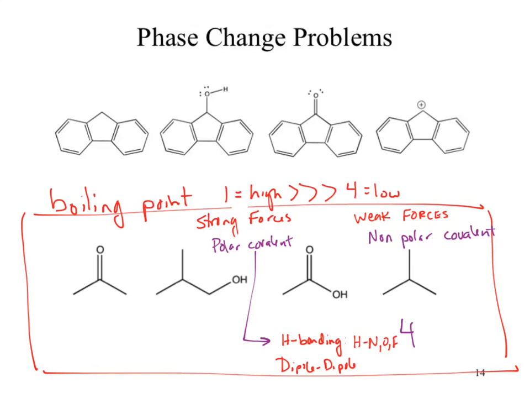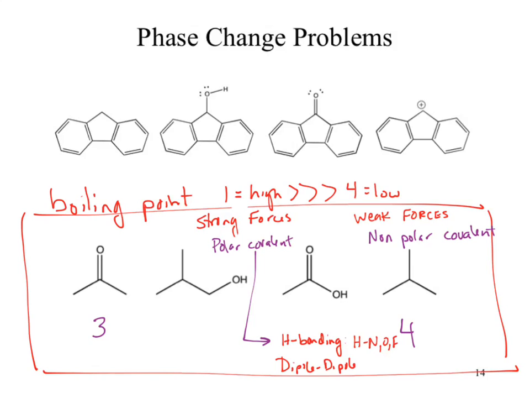Okay? So now we can go back to our question. Does that help us? Yeah, one of those compounds, or two of those compounds, have hydrogen bonding, one does not. What does that mean? The one that does not is now going to be three, our second weakest, which will be 3.